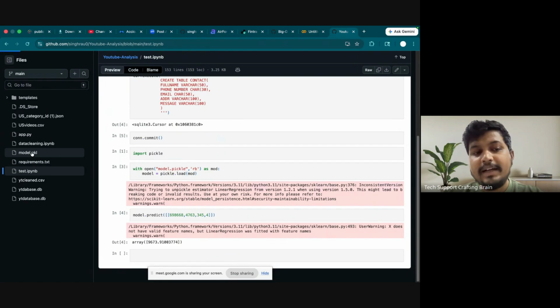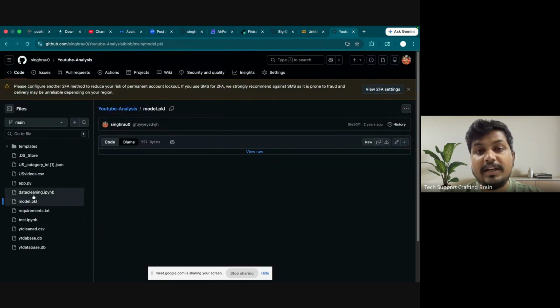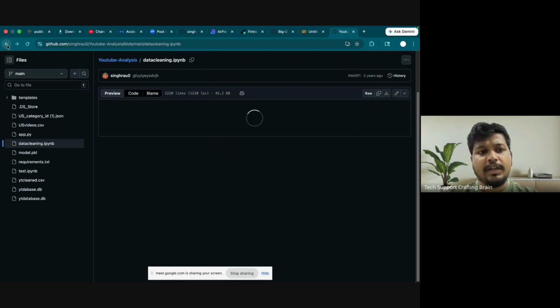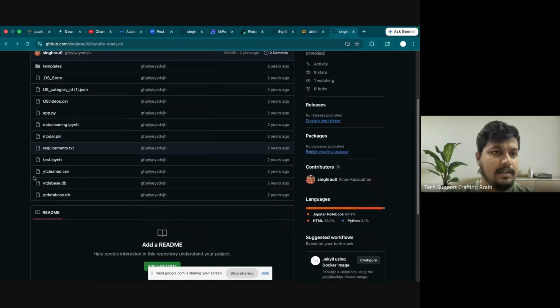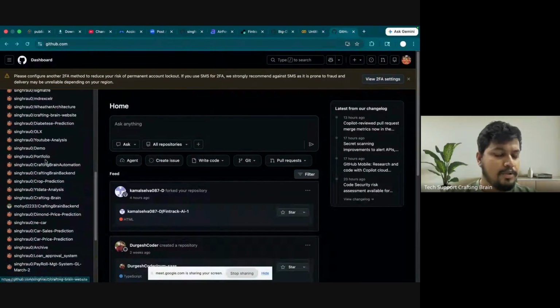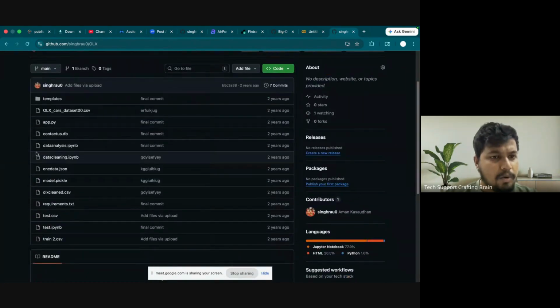This model.pkl file that you are seeing right now is your actual model. The model pickle file is your actual model. That means once you have created your algorithm, linear regression, logistic regression, and all, you can save that model in a pickle file and directly use that model in your production. I am pretty sure that in some other project it should be present how we convert it. Let me showcase it. I guess in OLX it was present. Let me just check it.